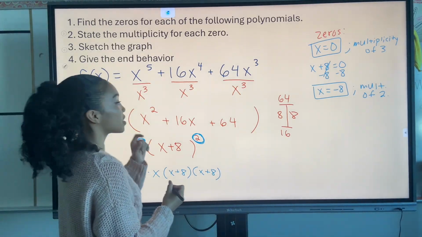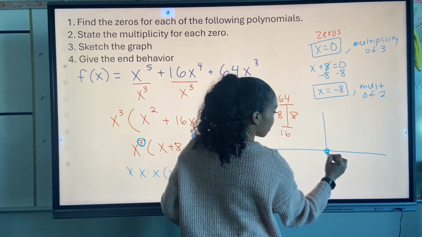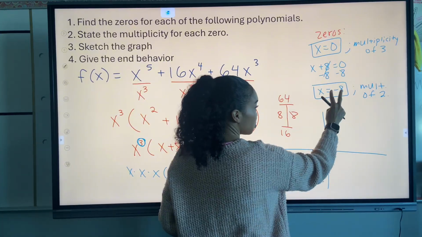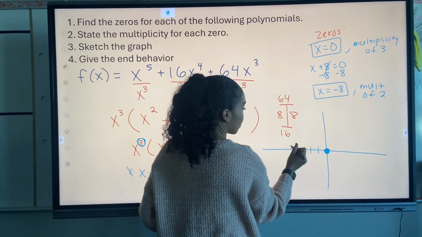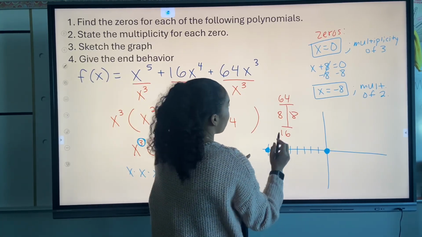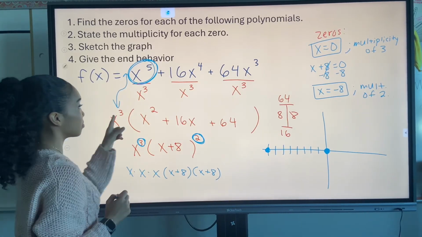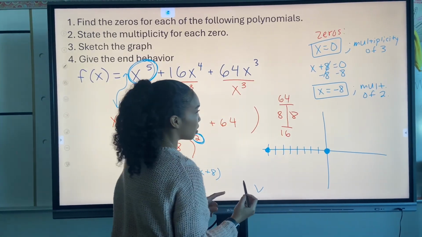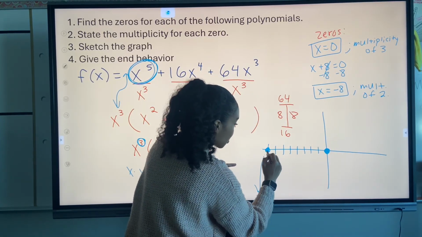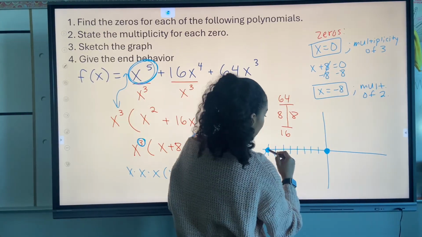Okay, now we're just going to sketch the graph. So 1 zero is at 0. Actually, 3 zeros are at 0, and then 2 zeros are at -8. Now, this is an odd degree polynomial, so it will look like this. So I'm going to start down here. And -8 is even multiplicity, so you're going to bounce off of it. Do not go through. Your next one is odd, so you're going to come like this.